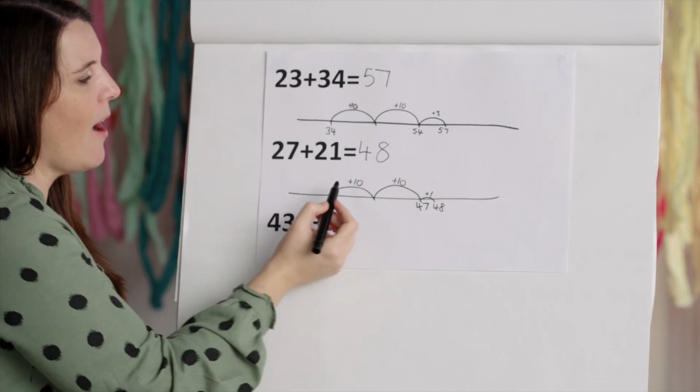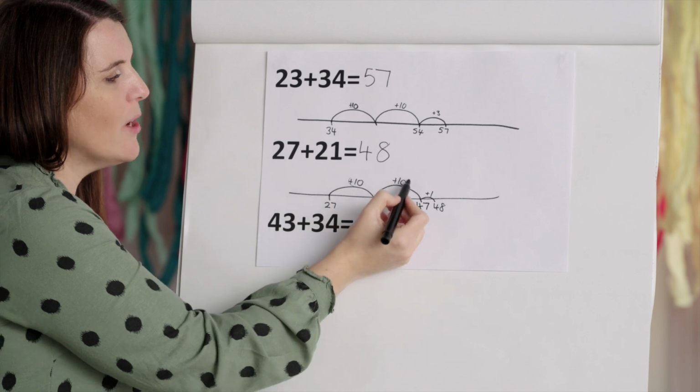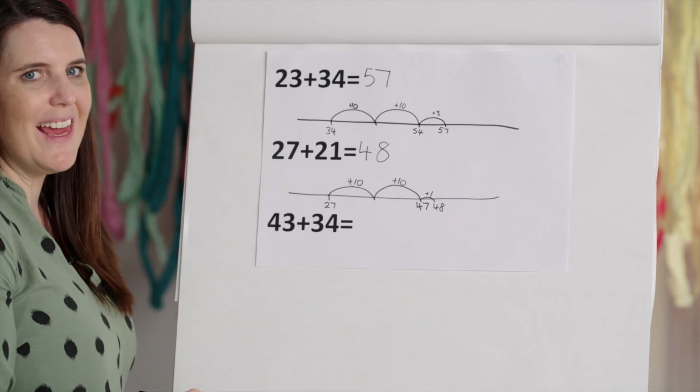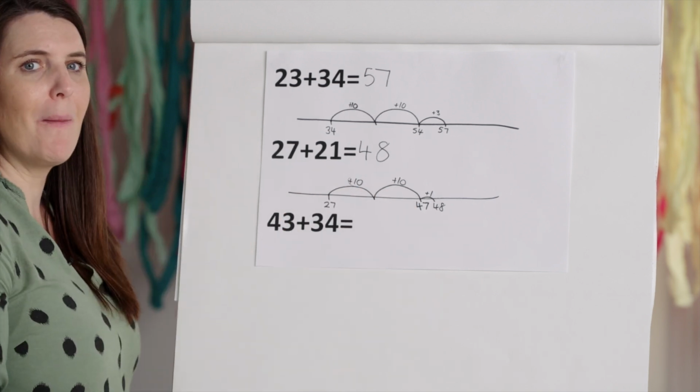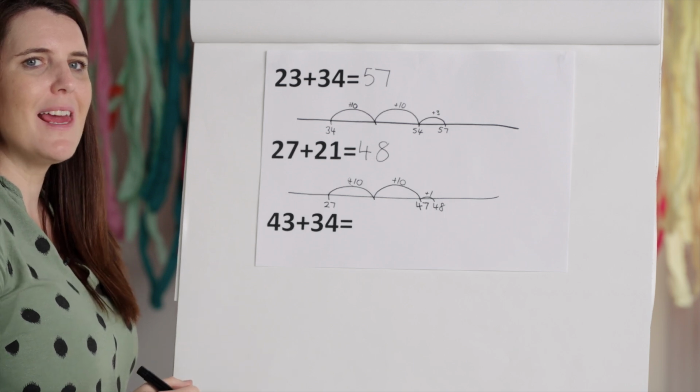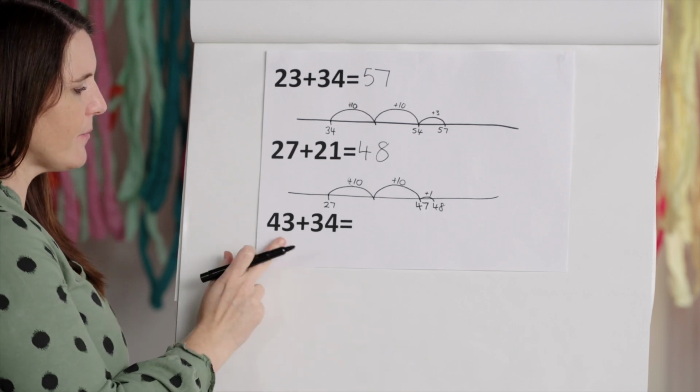On my number line, I always write what I'm doing, what my thinking is, so that after other people come and look at my work, they know what I was thinking and what I was doing when I did it.